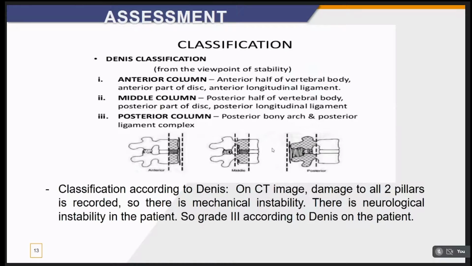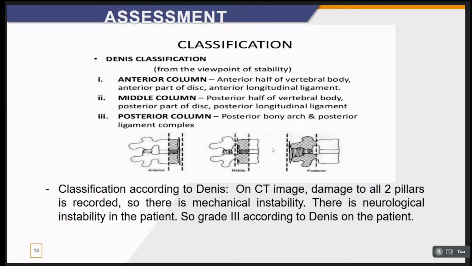About the classification, we use the Dennis classification to classify the patient. In the Dennis classification, the spine is divided into 3 columns: the anterior column, the middle column, and the posterior column. On the CT image, we can see damage to the anterior column and the middle column.